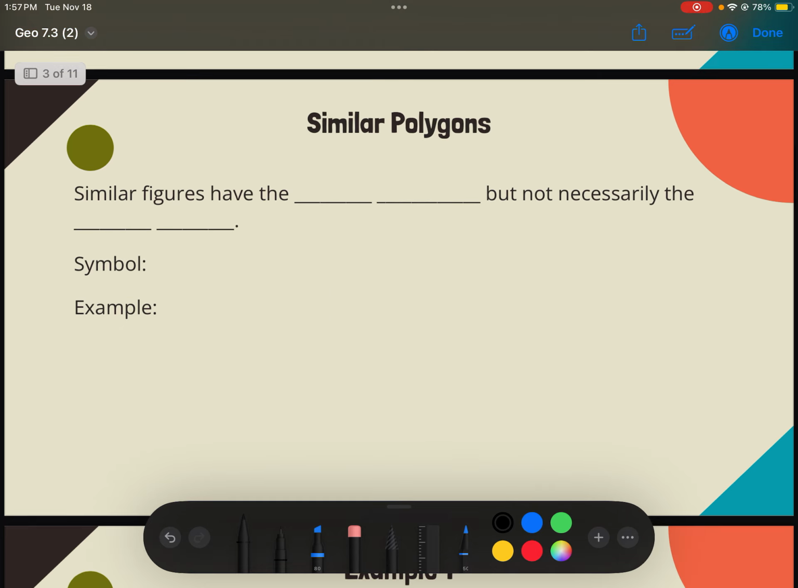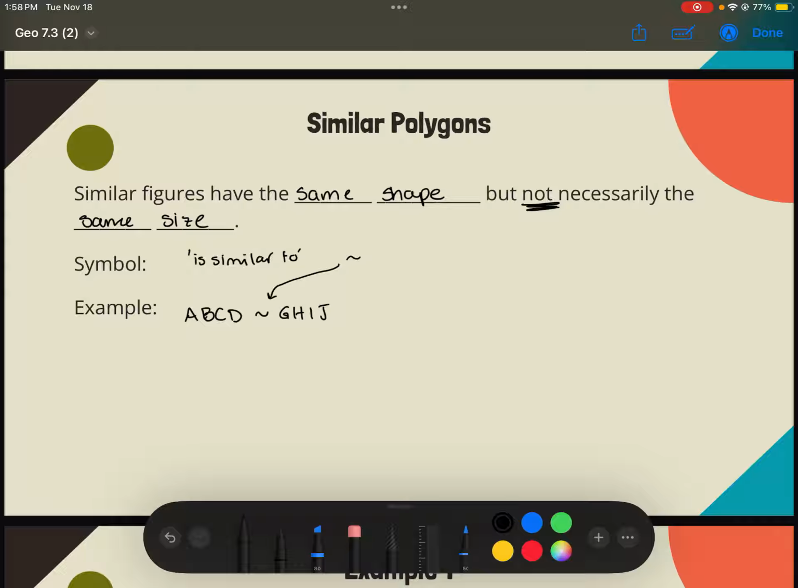Here's your definition. Similar figures, and I'm broadening it instead of just saying polygons, have the same shape, but not necessarily the same size. And I'm going to circle, but not the same size. We are going to use a symbol here for "is similar to." If I'm trying to say that a polygon is similar to another polygon, I'm going to use a squiggle. So for instance, I could say, hey, ABCD is similar to polygon GHIJ. That little squiggle just means is similar. So they're the same shape, but they're going to be different sizes.